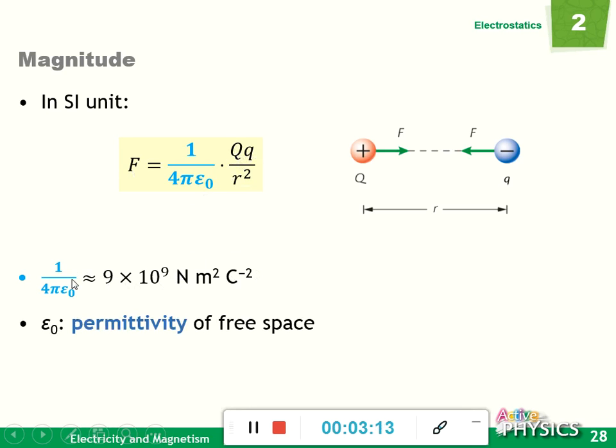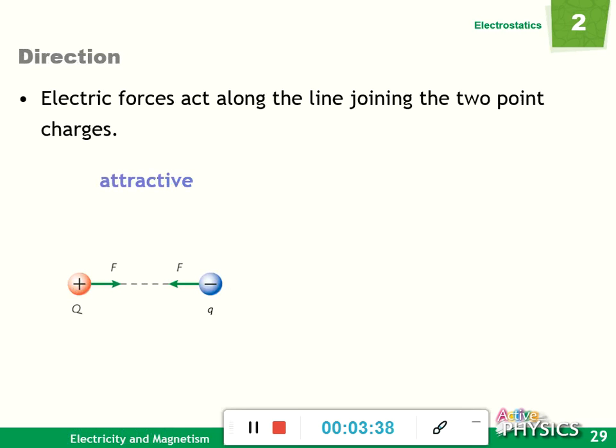And how about the epsilon naught? Epsilon naught is called the permittivity of free space. Epsilon naught means nothing, and nothing means vacuum. For the vacuum, we have this value. But for air, we have another permittivity. If this one is paper, we also have another permittivity. You need not remember this value. The question will give it to you.